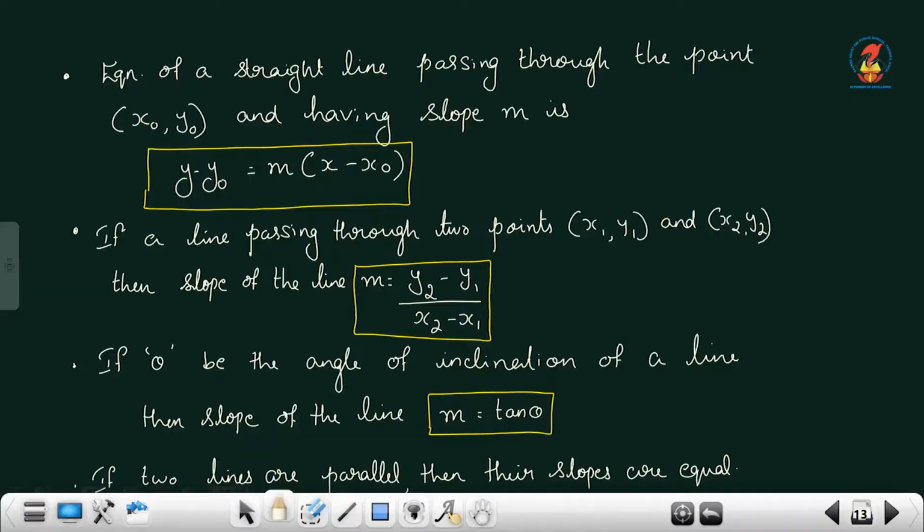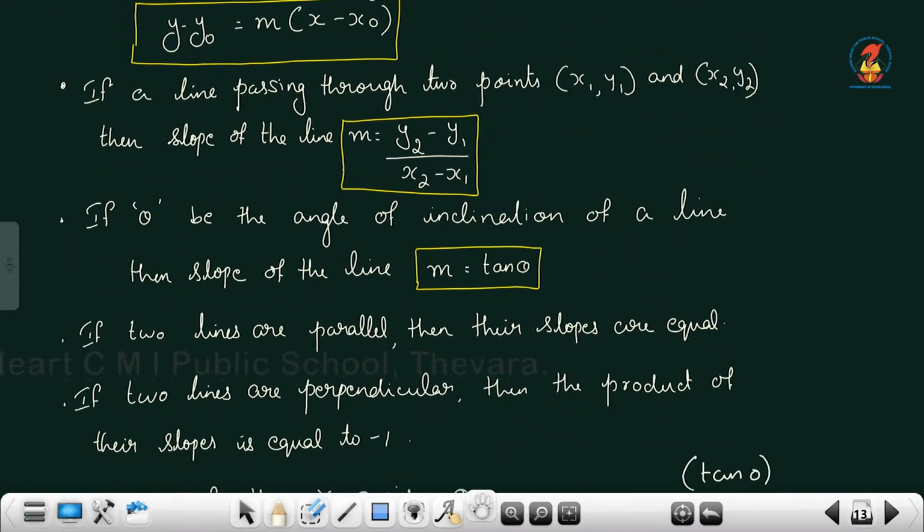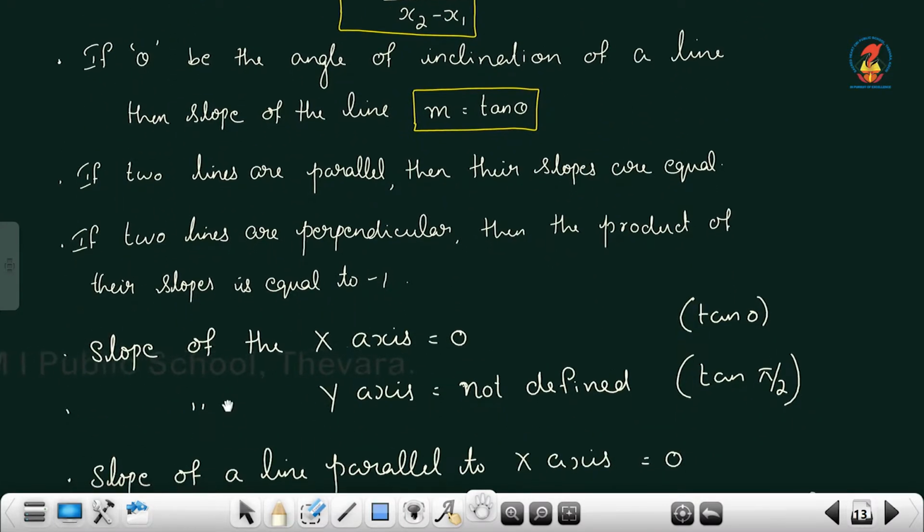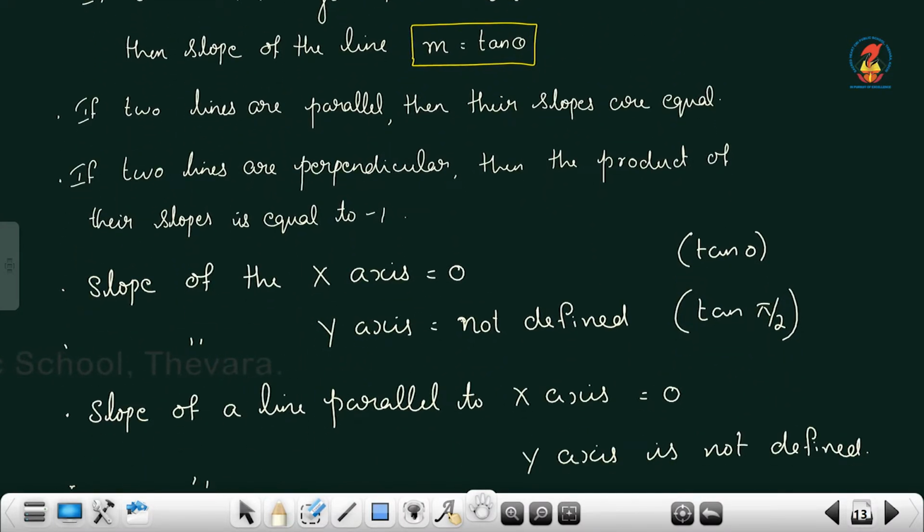So you write everything in your notebook. Equation of a straight line passing through the point (x0, y0) and having slope m is y minus y0 is equal to m into x minus x0. Then if a line passes through 2 points, then slope of the line m is equal to (y2 minus y1) by (x2 minus x1). If theta be the angle of inclination of a line, then slope of the line is equal to tan theta. Then if two lines are parallel, their slopes are equal. If two lines are perpendicular, then the product of their slopes is equal to minus 1.